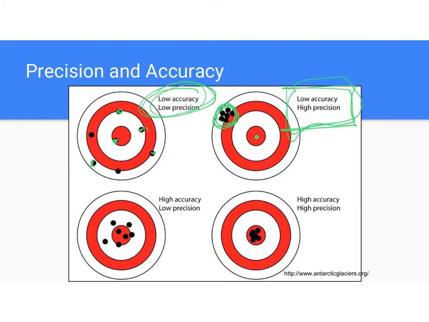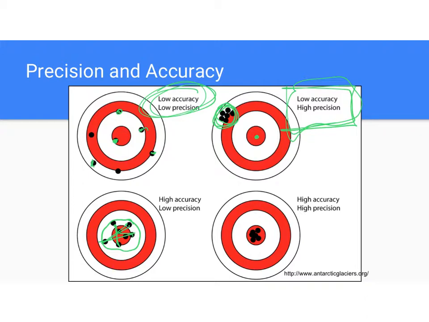So low precision, high accuracy. High accuracy, low precision. Here you can see that the shots are all within a reasonable distance of the center of the target, of where you're trying to get to. But there's a pretty good range of separation between those shots. And so there we have high accuracy but low precision.